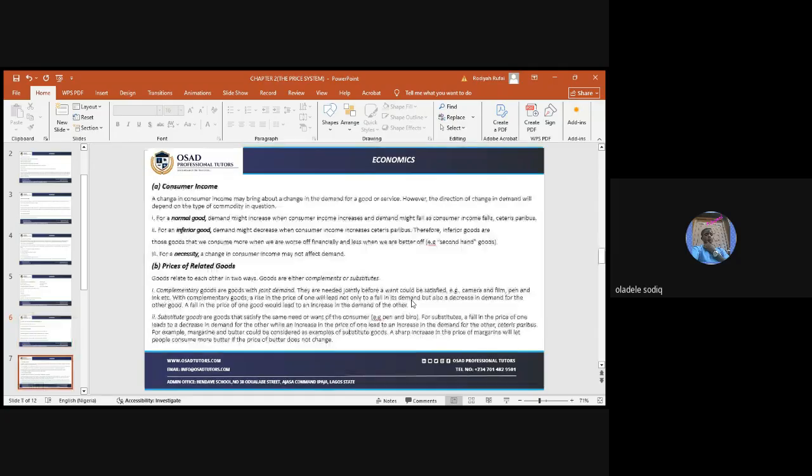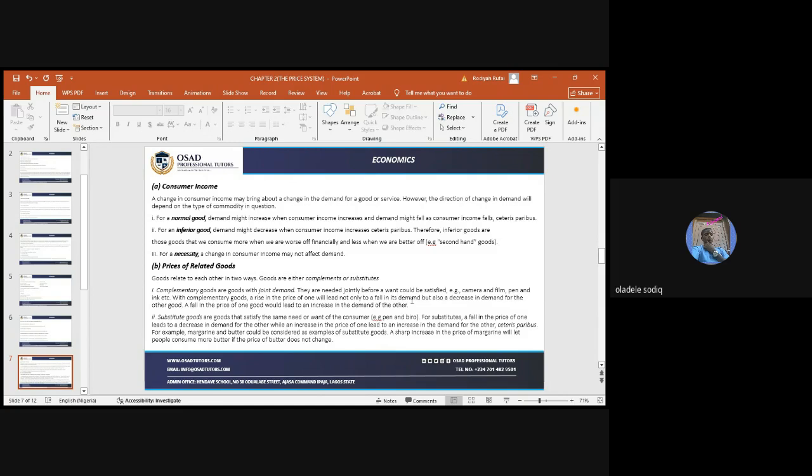So let's move on. Now, those factors that affect demand, those determinants of demand that we've mentioned, these are their explanations. Let's just touch them. So consumer income is one of the determinants of demand. A change in consumer income may bring about a change in the demand for a good or service. However, the direction of change in demand will depend on the type of commodity in question.